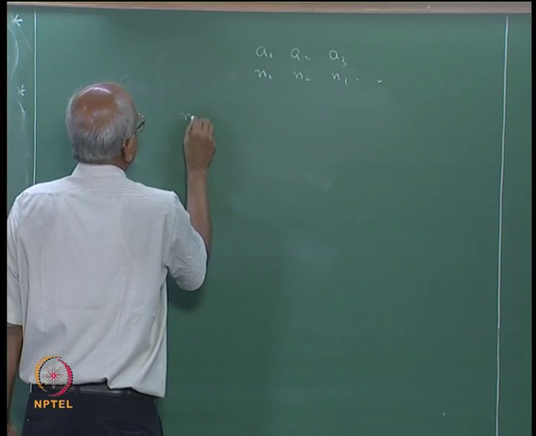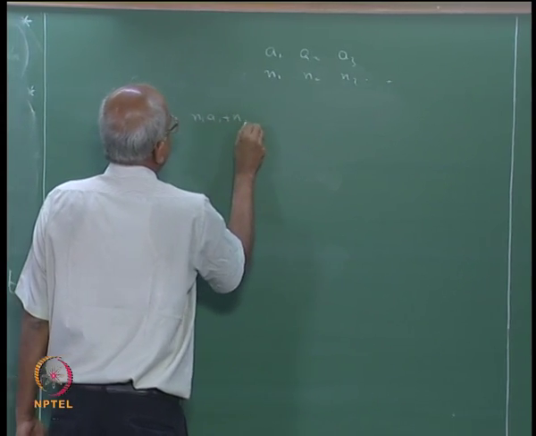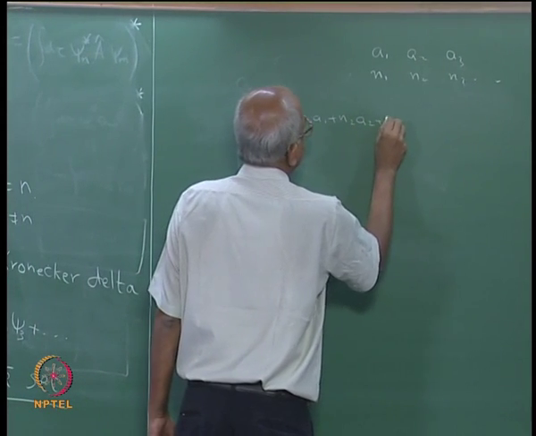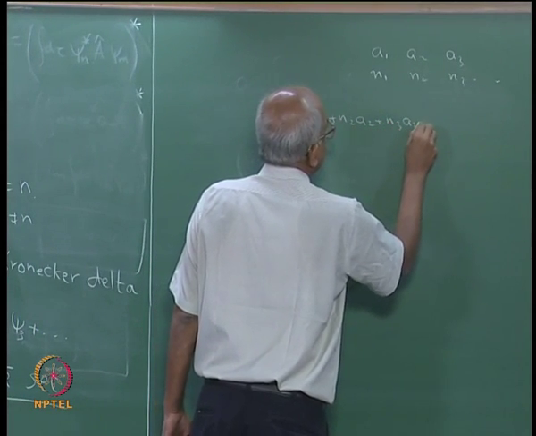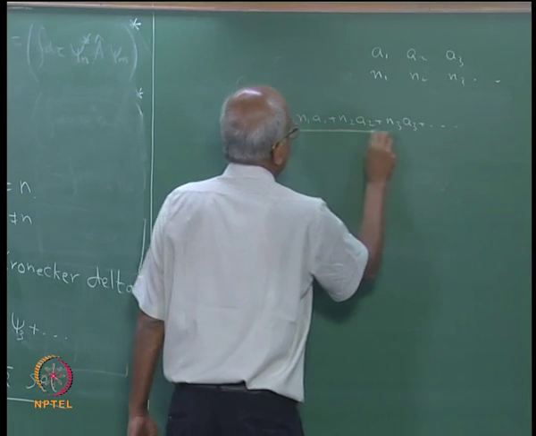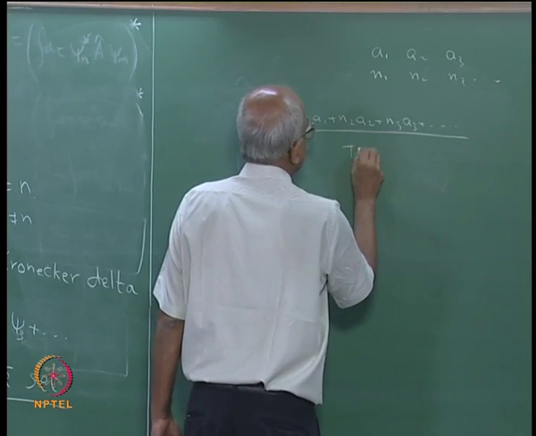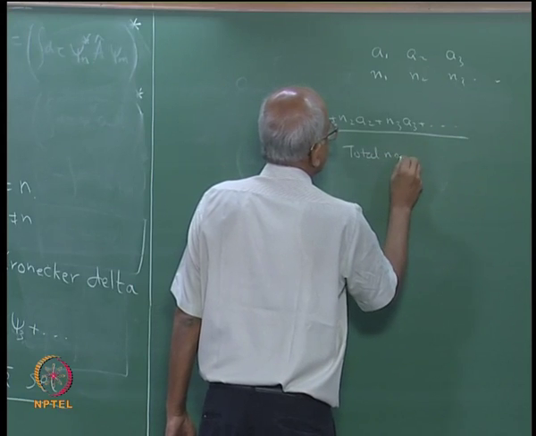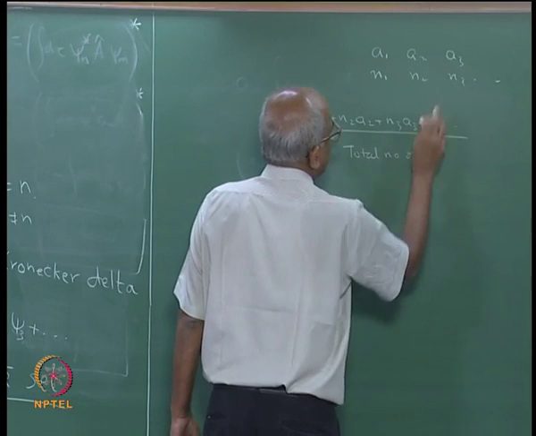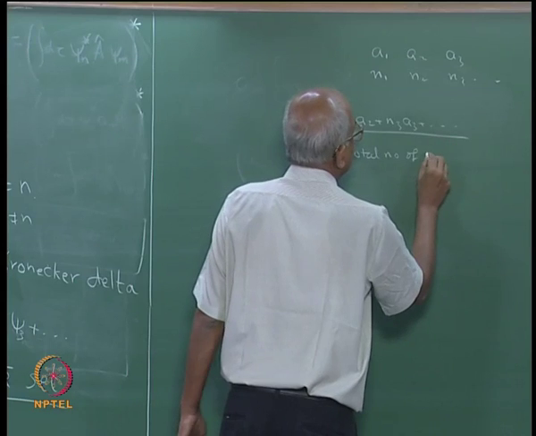How would I calculate the average? N1 A1 plus N2 A2 plus N3 A3 plus etc., divided by the total number of measurements, which is nothing but N1 plus N2 plus N3 plus etc.